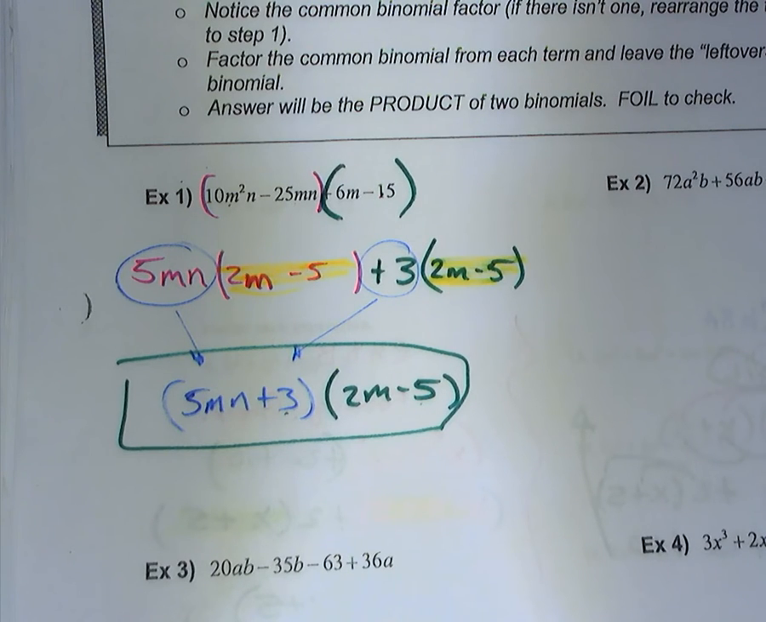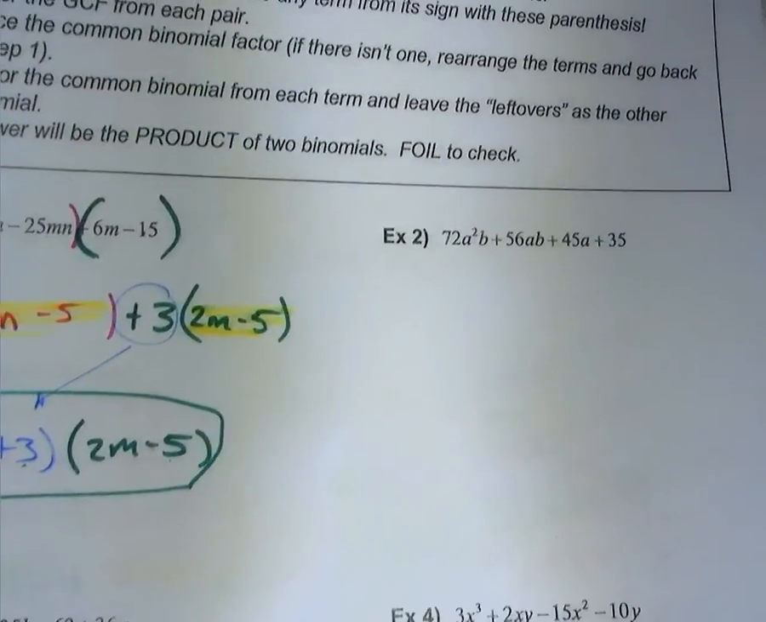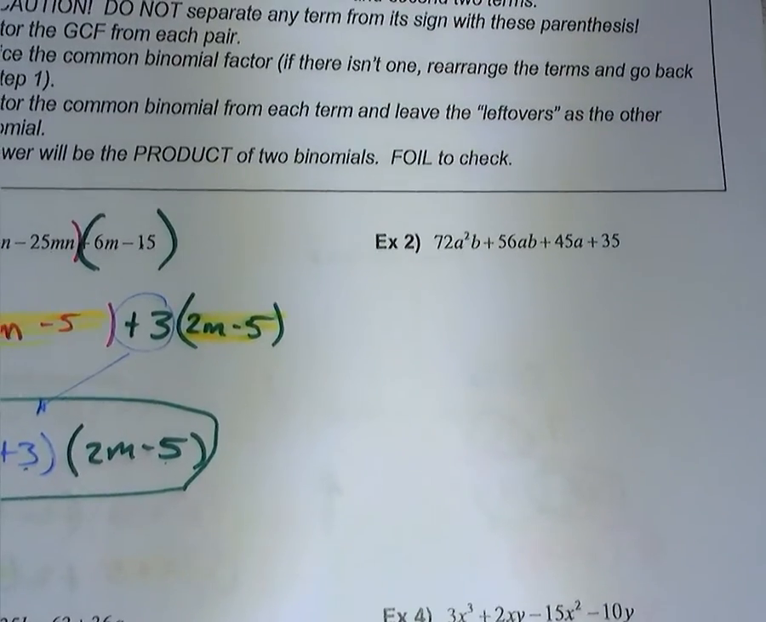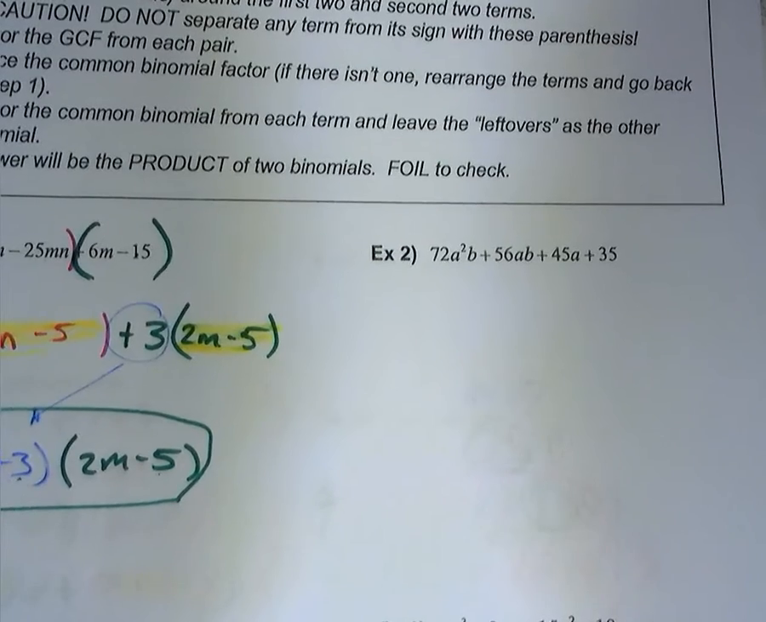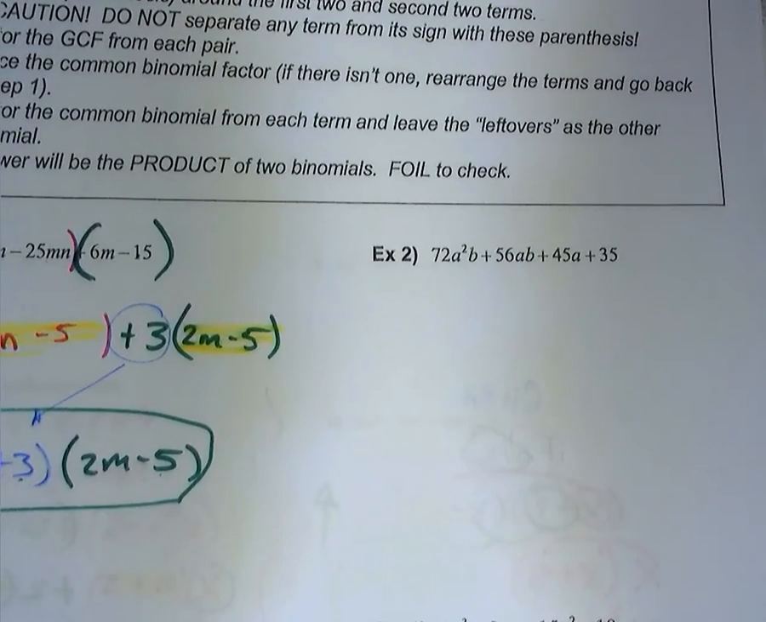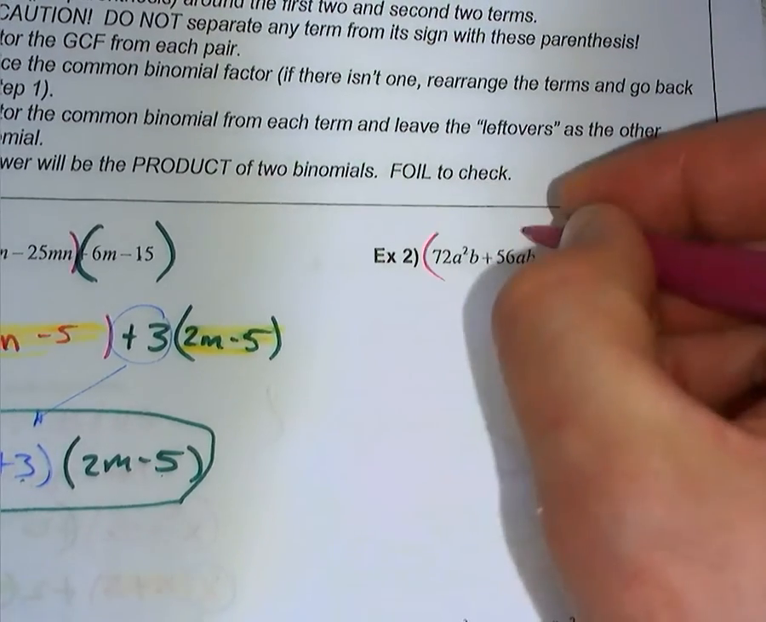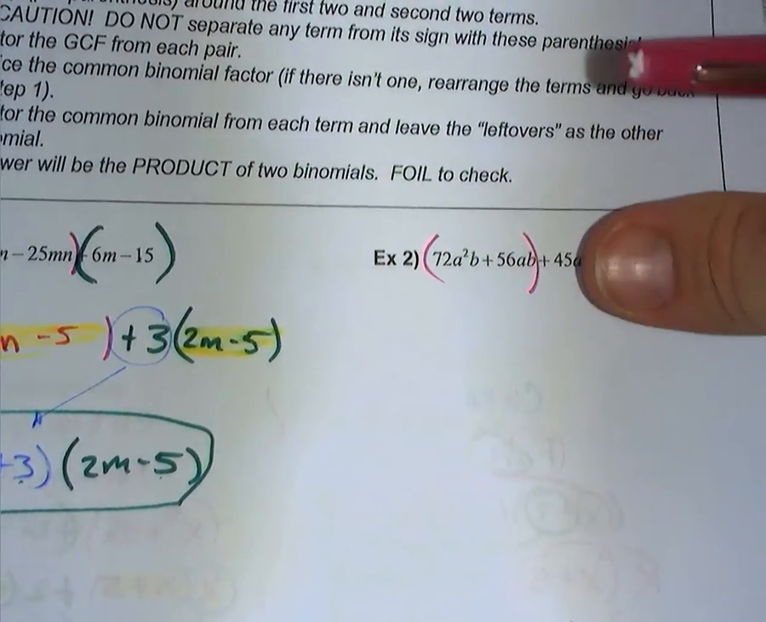Any other questions on this example? All right. So let's giddy up. Let's take a look at the next one. Number 2. I've got 72a squared b plus 56ab plus 45a plus 35. Okay. Again, I see I have 4 terms. I look to factor by grouping here.